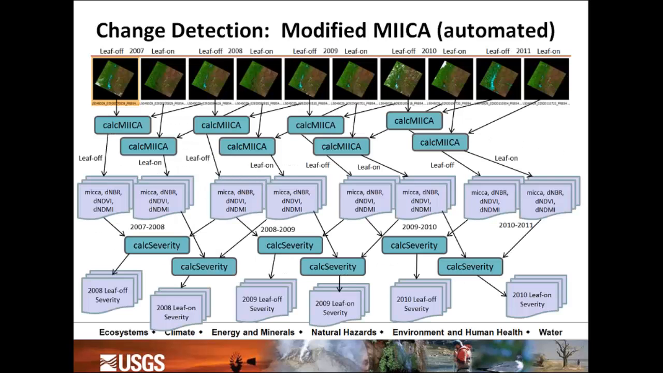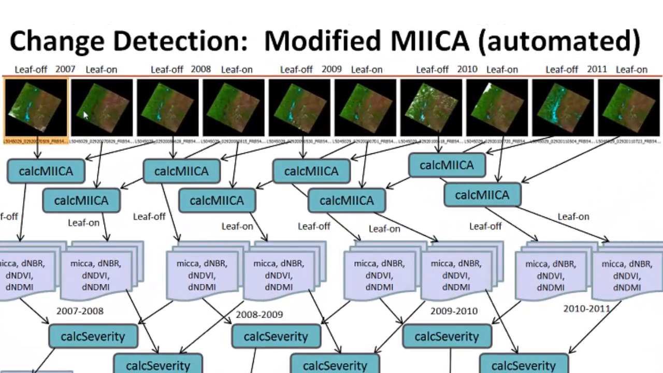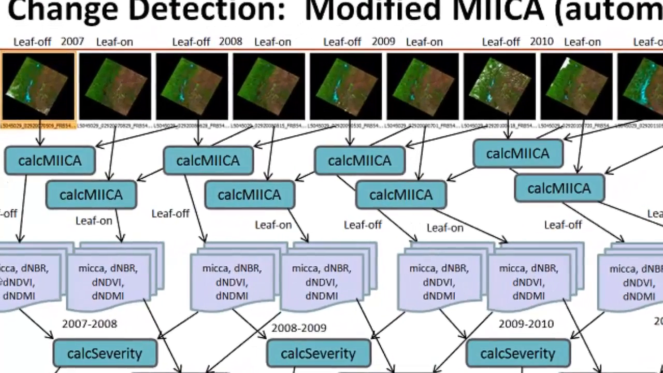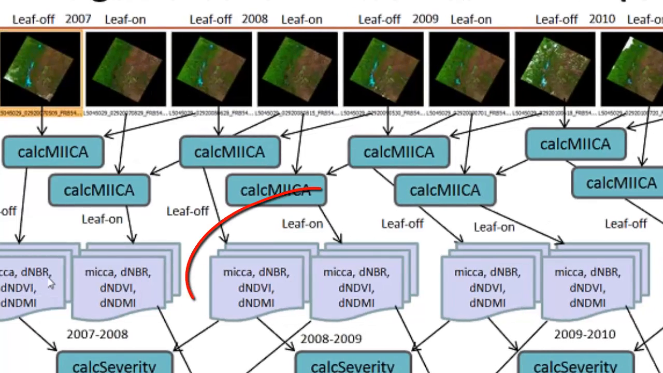This is a diagram of what we do on a per path row basis. So you can see that we have leaf on and leaf off products for each of 5 years. My cursor's on the 2007 right here, then the 2008, 2009, 10, and 11. And we run a change pair between the leaf off pairs and calculate the results, and we get this change vector thing called MIICA. We get a difference in NBR, difference in NDVI, and a difference in a moisture index, and we store all that stuff off.